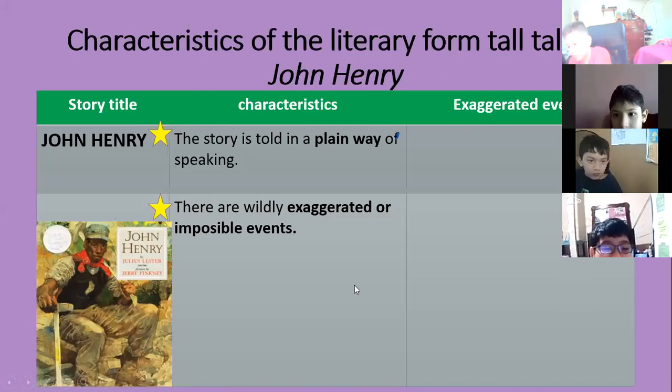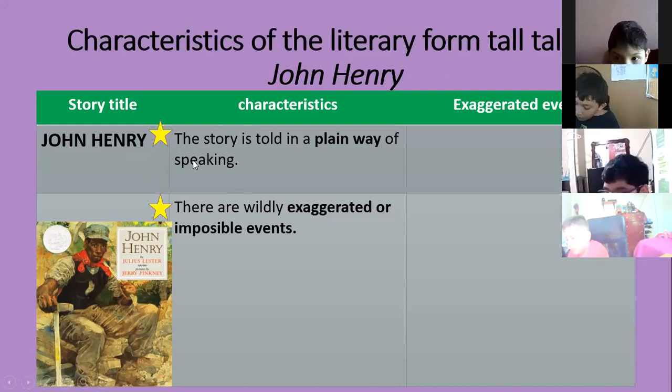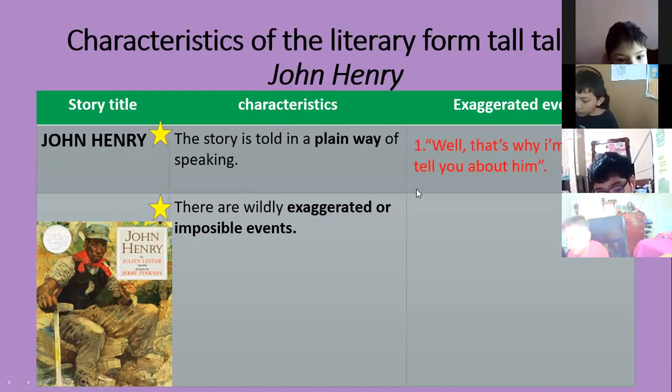As in the part we have read about John Henry, okay? The characteristic: the story is told in a plain way of speaking. That's what we say is written in a plain way. There are widely exaggerated or impossible events. Like why? Like that John Henry was born one day and the same day he grew and grew. That's an exaggerated event because a person doesn't become an adult in one day.